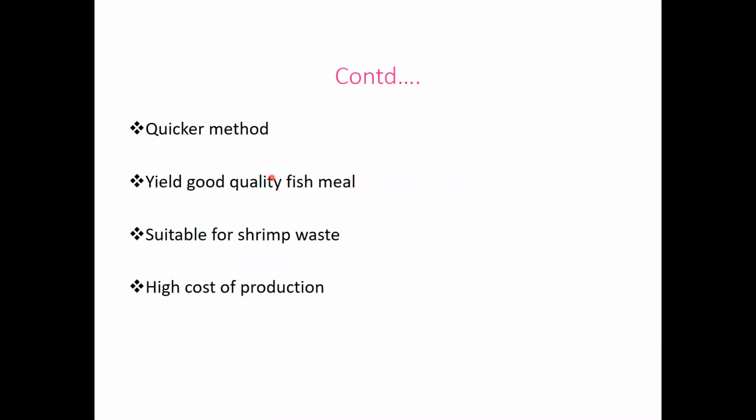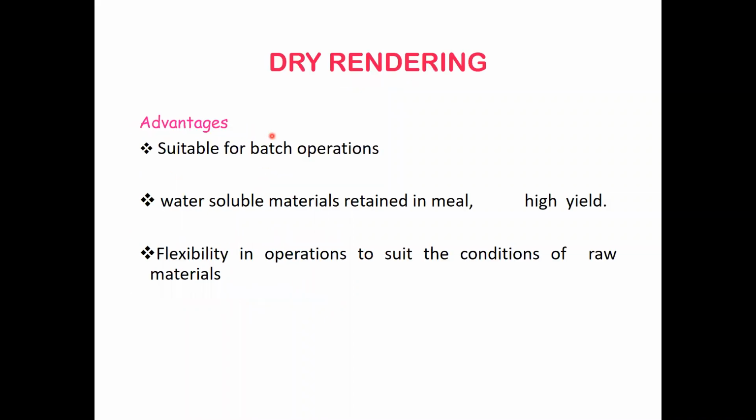So what are the advantages? This is the cooker method. It may yield good quality fish meal and is suitable for shrimp waste, but the cost of production is high. Production cost is higher. It is suitable for batch operation. That means once we load, we take it out in one go, loading or unloading. That's why it is a batch operation.